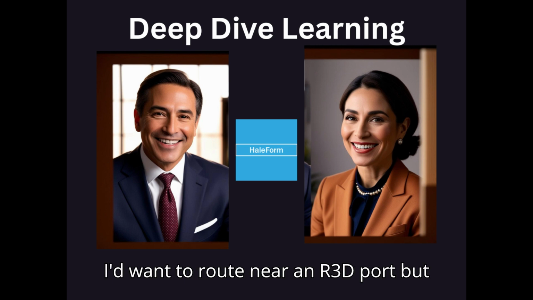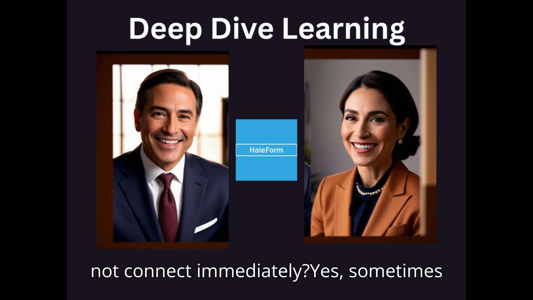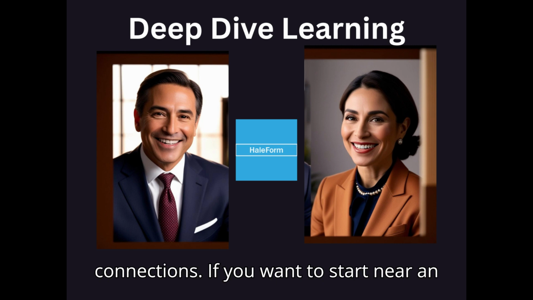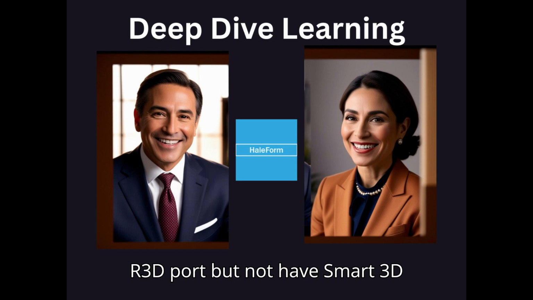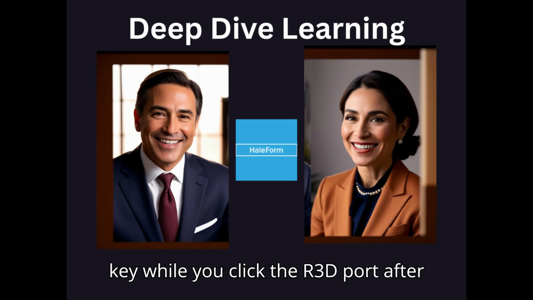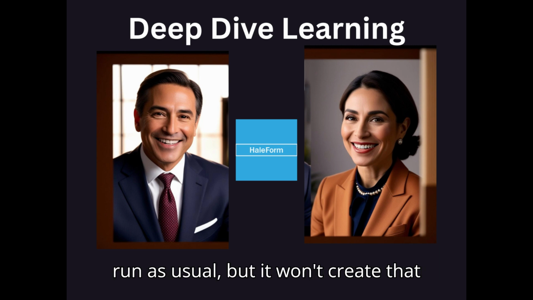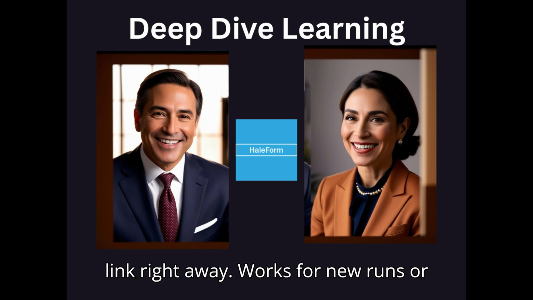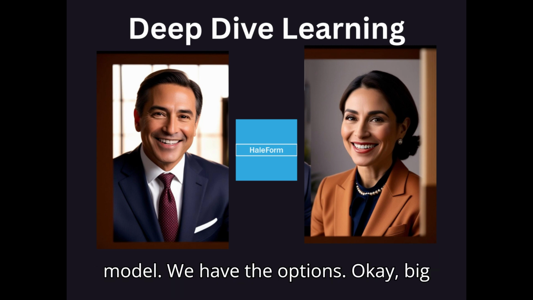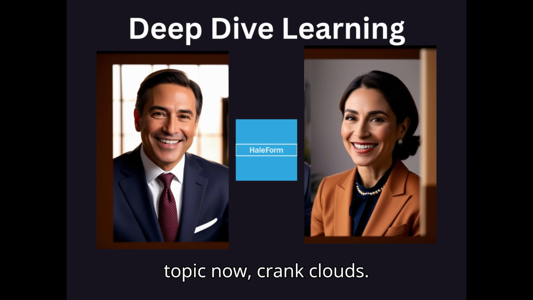Is there ever a time I'd want to route near an R3D port but not connect immediately? Yes, sometimes you need that flexibility. Maybe staging connections. If you want to start near an R3D port but not have Smart 3D automatically connect, hold down the S key while you click the R3D port after starting route pipe. Lets you define the run as usual, but it won't create that link right away. Works for new runs or extending existing ones near a reference model. Gives you options.